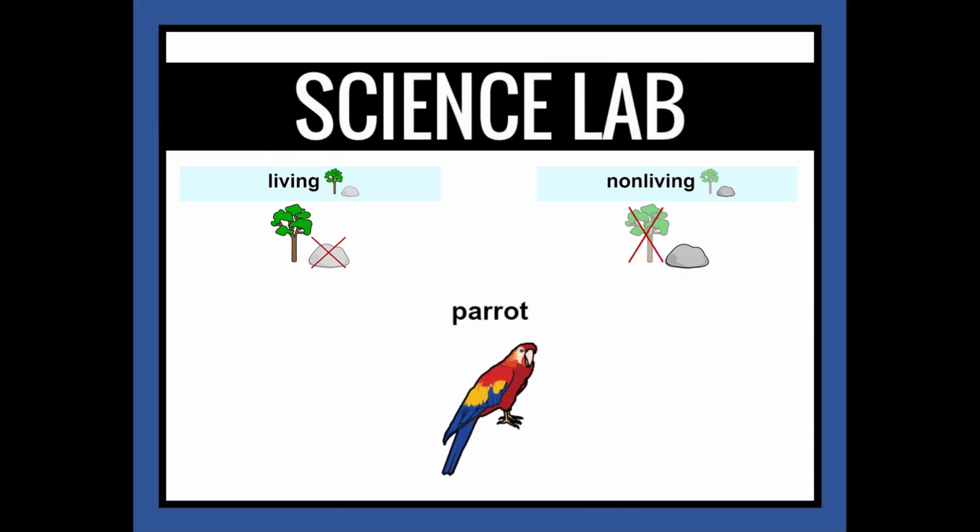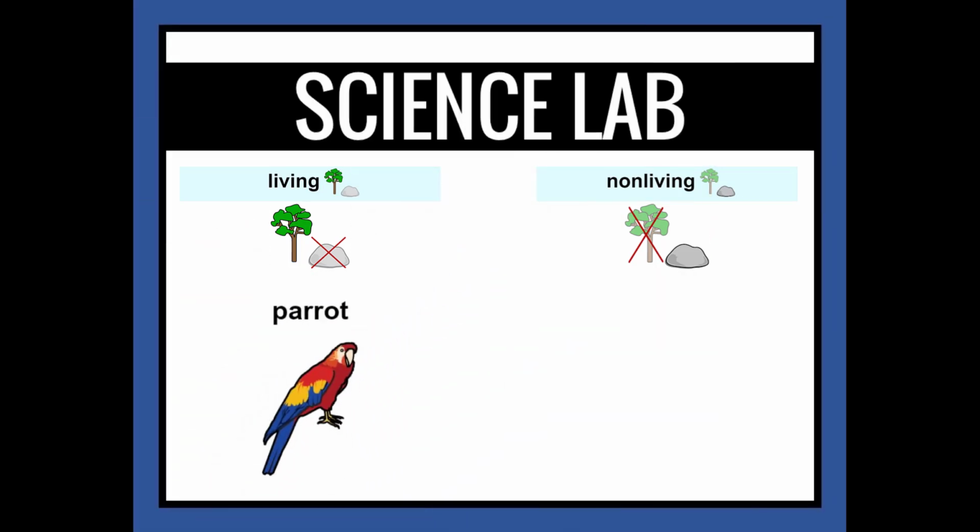Our next item is a parrot. Is a parrot a living thing or a non-living thing? A parrot is a living thing. A parrot breathes in oxygen and breathes out carbon dioxide. It eats fruits and nuts and seeds. It grows, it moves and flies, and it can reproduce.